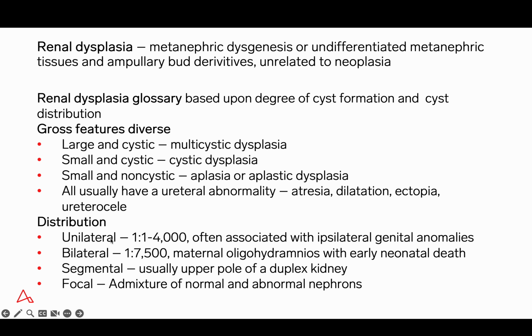Now, unilateral dysplasia is fairly common, and like renal agenesis, is often associated with ipsilateral genital anomalies. Bilateral dysplasia is much less common, and those patients present with maternal oligohydramnios and early neonatal death due to pulmonary hypoplasia. There are segmental forms of dysplasia in which half of the kidney is involved, and it's usually the upper pole of the duplex kidney. And there are focal forms of dysplasia in which you have an admixture of normal and abnormal nephrons. And I will illustrate examples of all of these to follow.